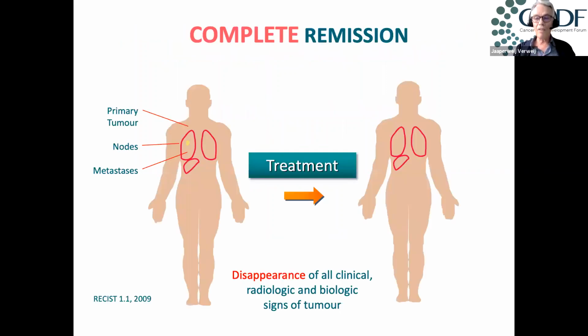Now, in RECIST, we have identified some definitions, and we have given them a name. This is complete disappearance, complete response, or complete remission, whatever you say. The word complete there is essential. It means that all the tumor that we could assess prior to the start of the treatment has disappeared on treatment. Disappearance of all tumor that we can see on imaging does not necessarily mean cure, but it's certainly a good effect, because some things we cannot see. So the disappearance of all visible, in this case clinically visible, radiologic or biologic signs of tumor, is complete remission.